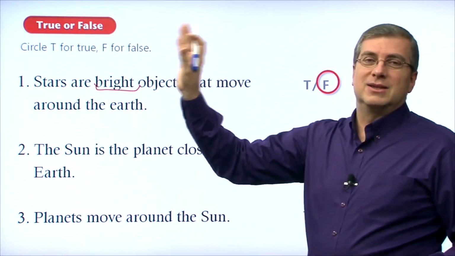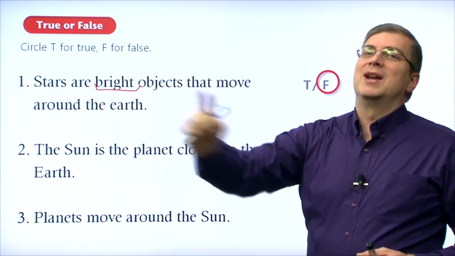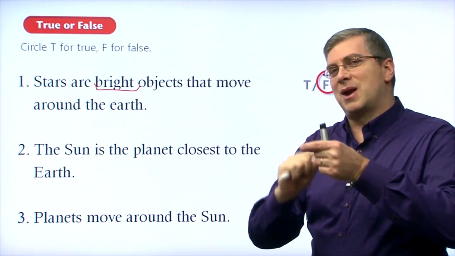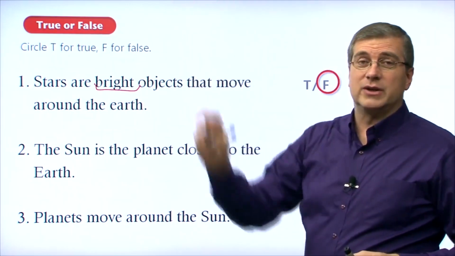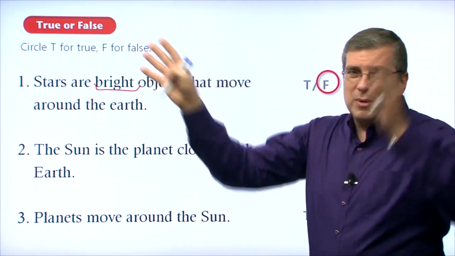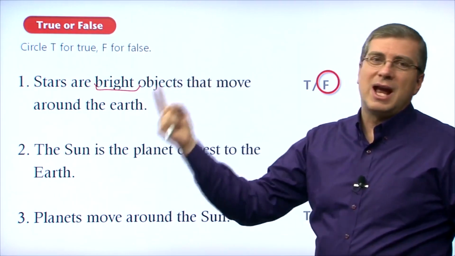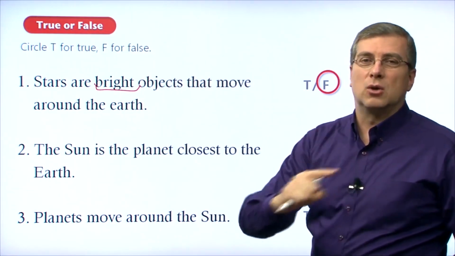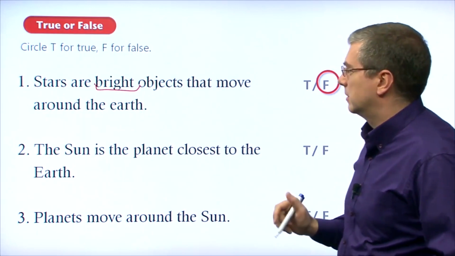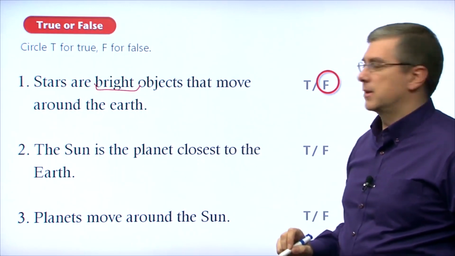Stars are out there in space. They don't really rotate around the Earth. The Earth rotates around the sun. Those stars are moving, but they could be moving in many different directions. They're not rotating or moving around the Earth. They're not doing that, okay? So they don't move around the Earth.